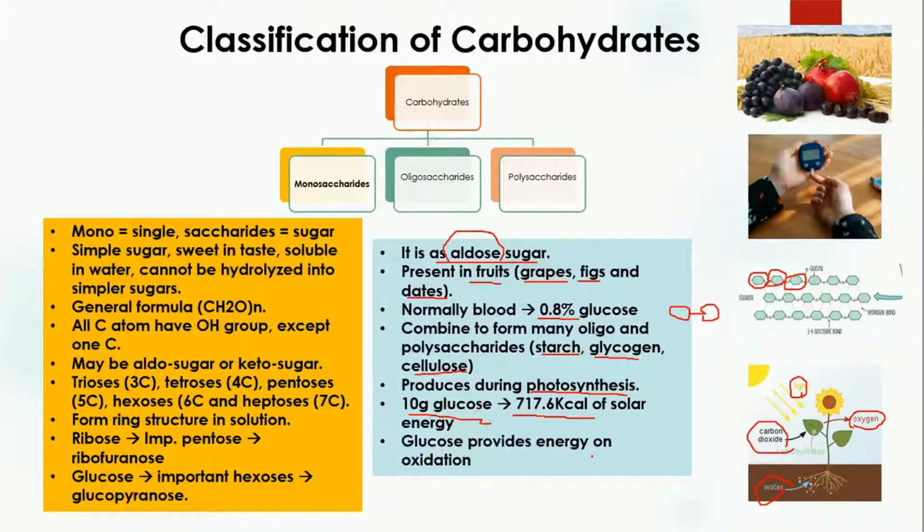Glucose provides energy on oxidation. Because of this, when a person exercises, that person is advised to consume glucose, because during exercise the body consumes too much energy and you will have less energy. To make up for that you need more energy, and that energy is provided by glucose.